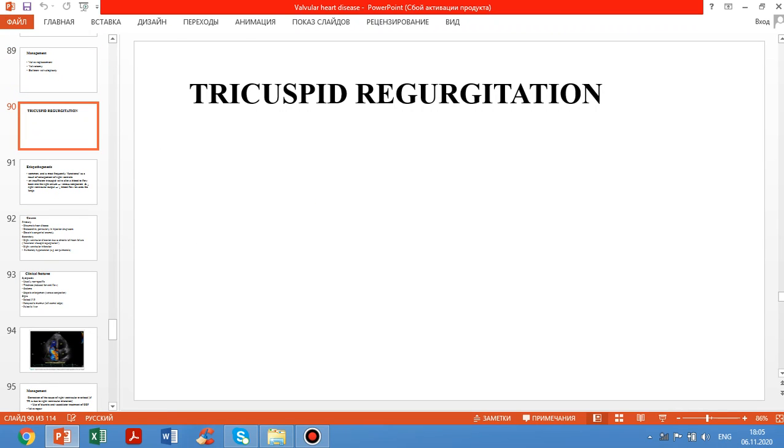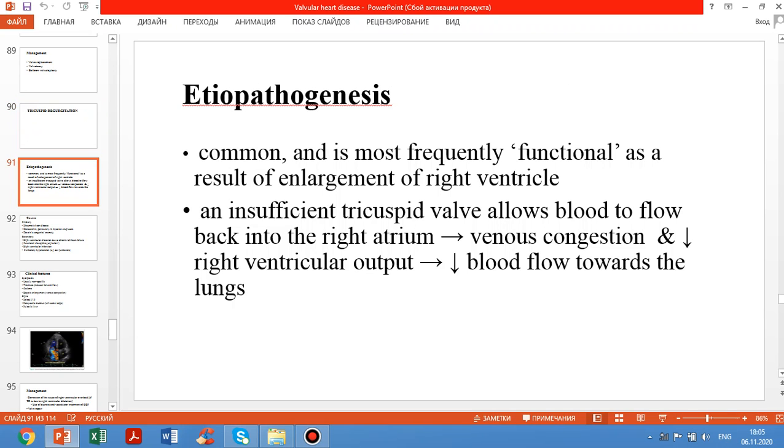Tricuspid regurgitation is common and is most frequently functional, as a result of enlargement of the right ventricle. An insufficient tricuspid valve allows blood to flow back into the right atrium. Due to this, venous congestion, decreased right ventricular output and low blood flow towards the lungs.